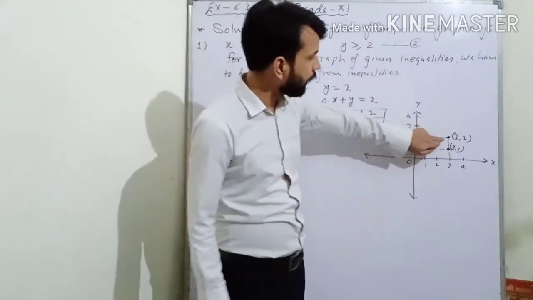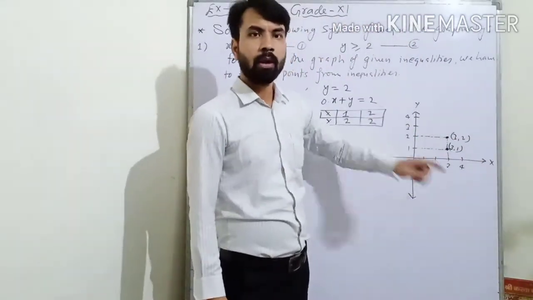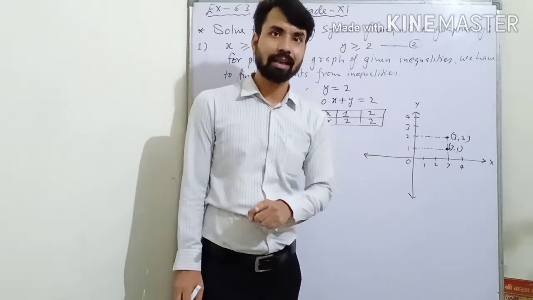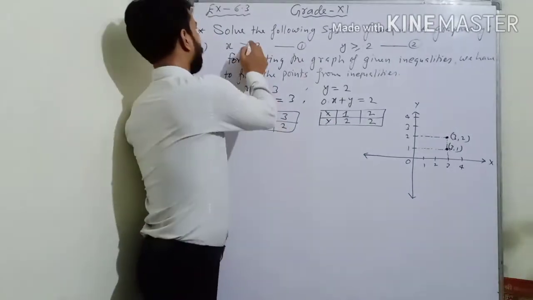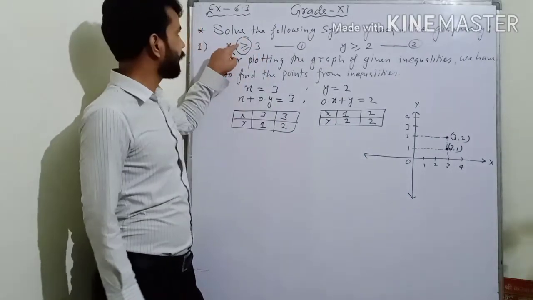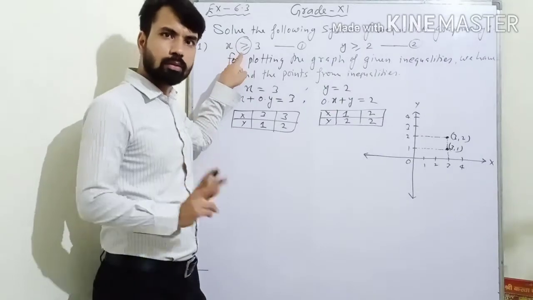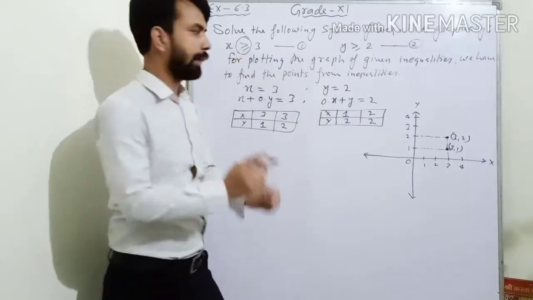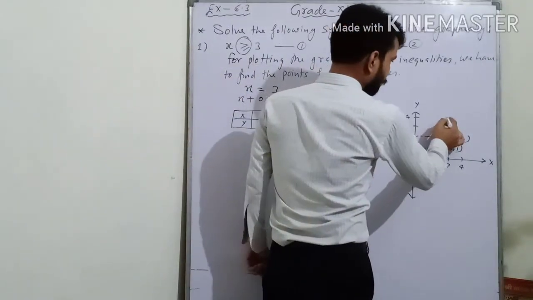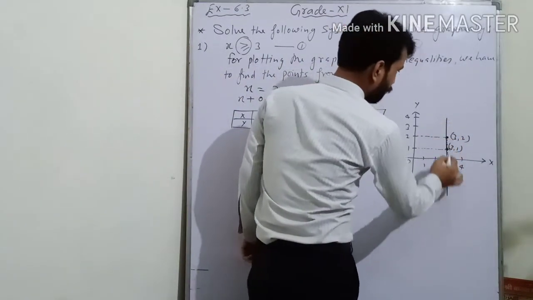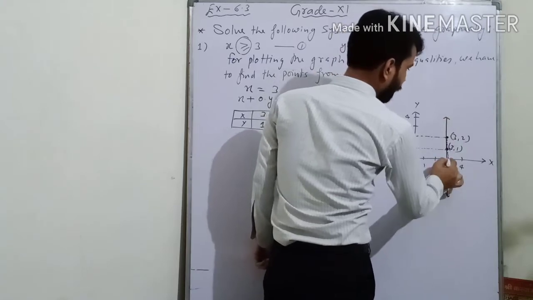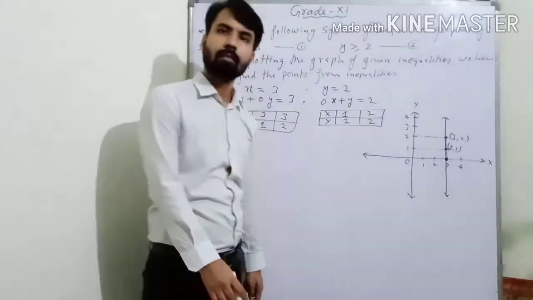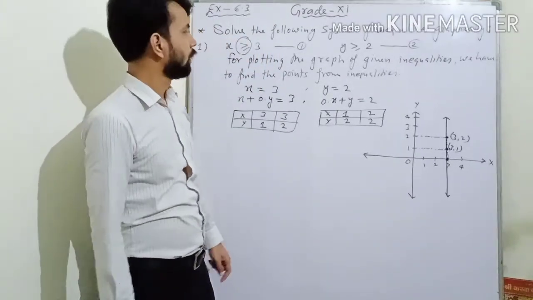Now we will have to join these 2 points with a dotted line or regular line. I explained you in the previous exercise. It depends on this sign. This is greater than equals to. So here equals to sign is there. Then we will have to join these 2 points by regular line. Clear? Good.